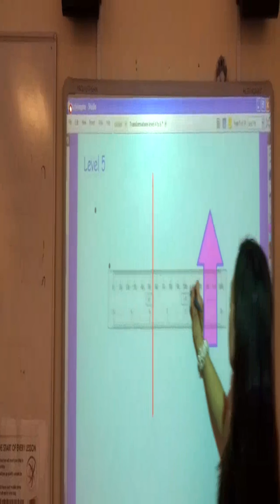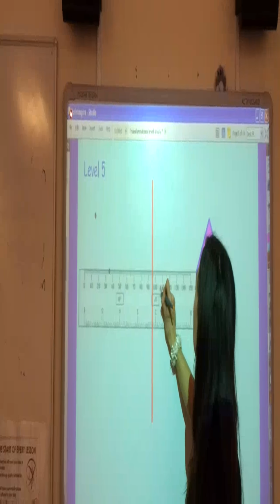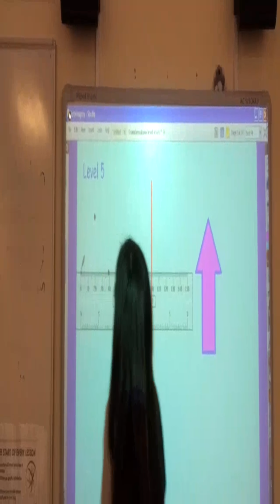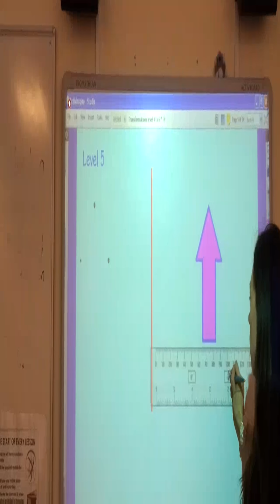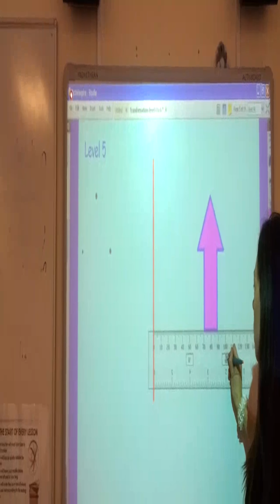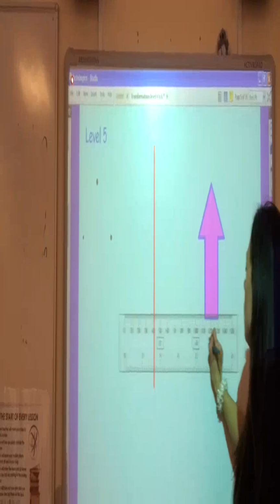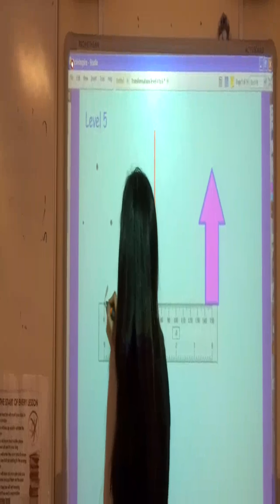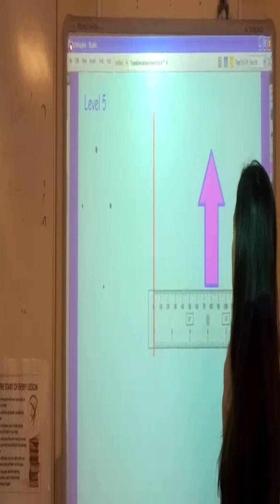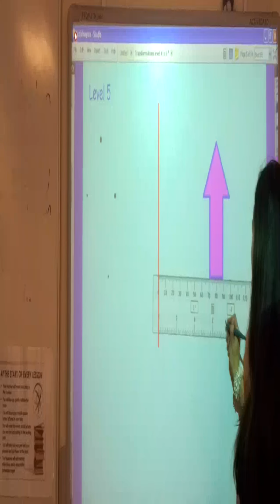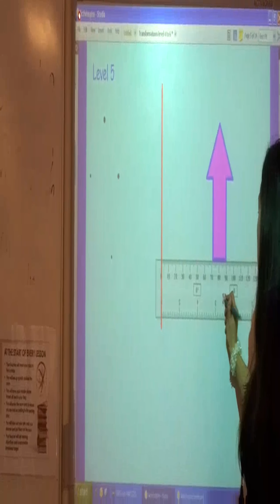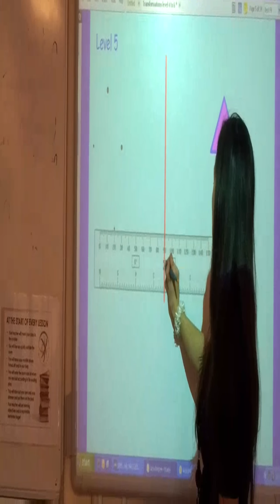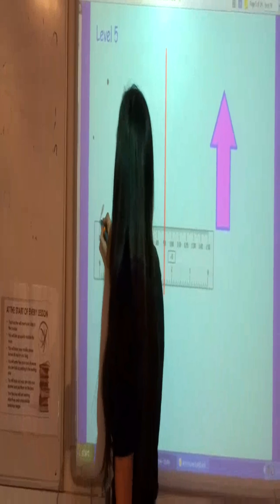10 centimetres, move it across. 10 centimetres, and then bottom ones. From there to there is 7 centimetres. From there to there, 7. Measure the next one. From there to there is 9. Keeping it at the same height. From there to there is 9.